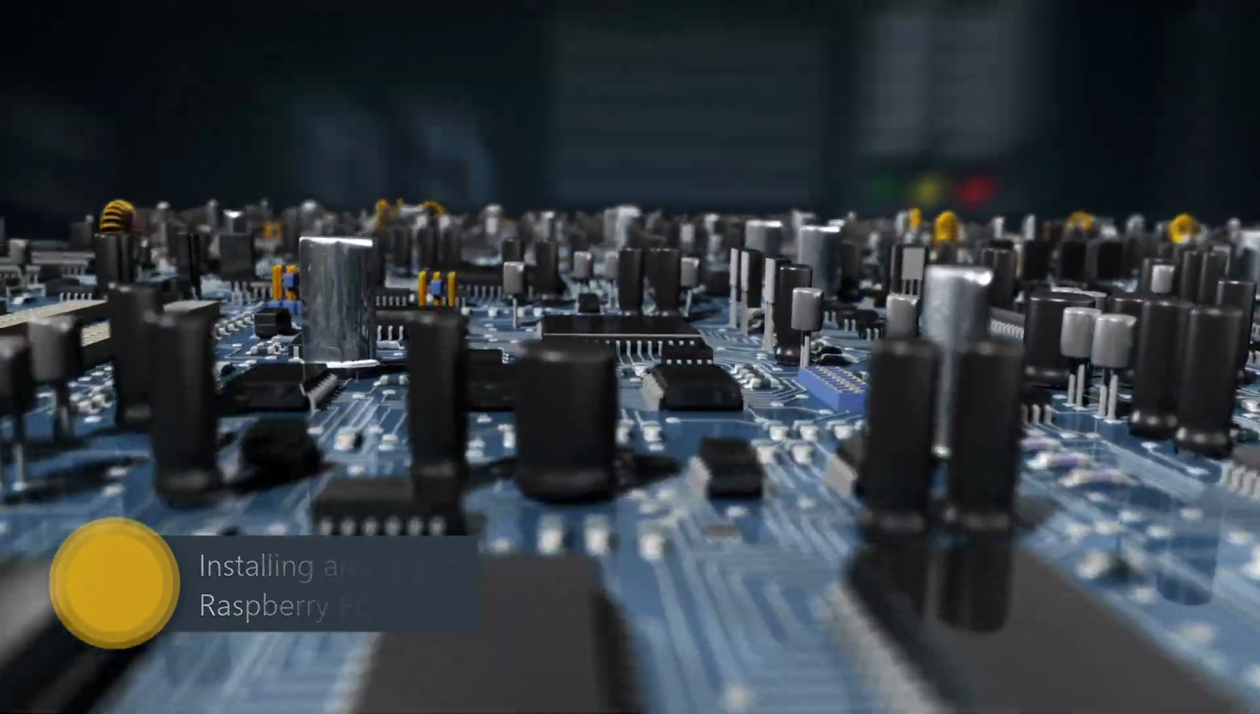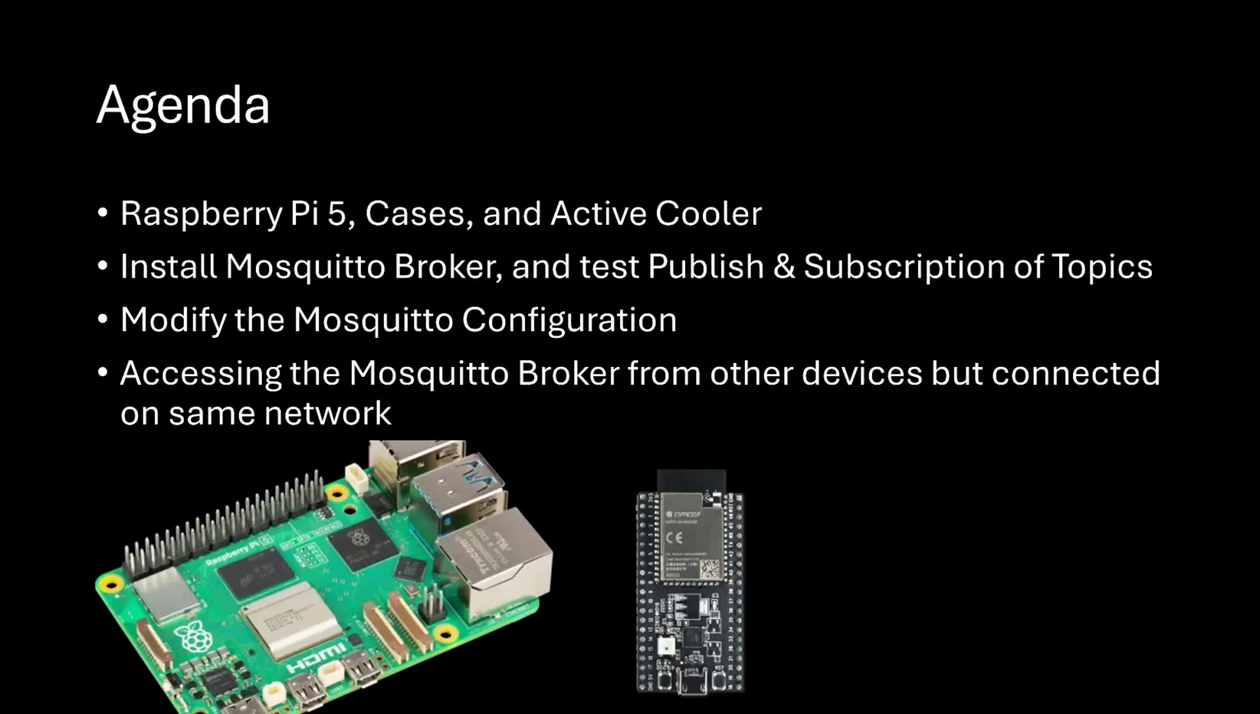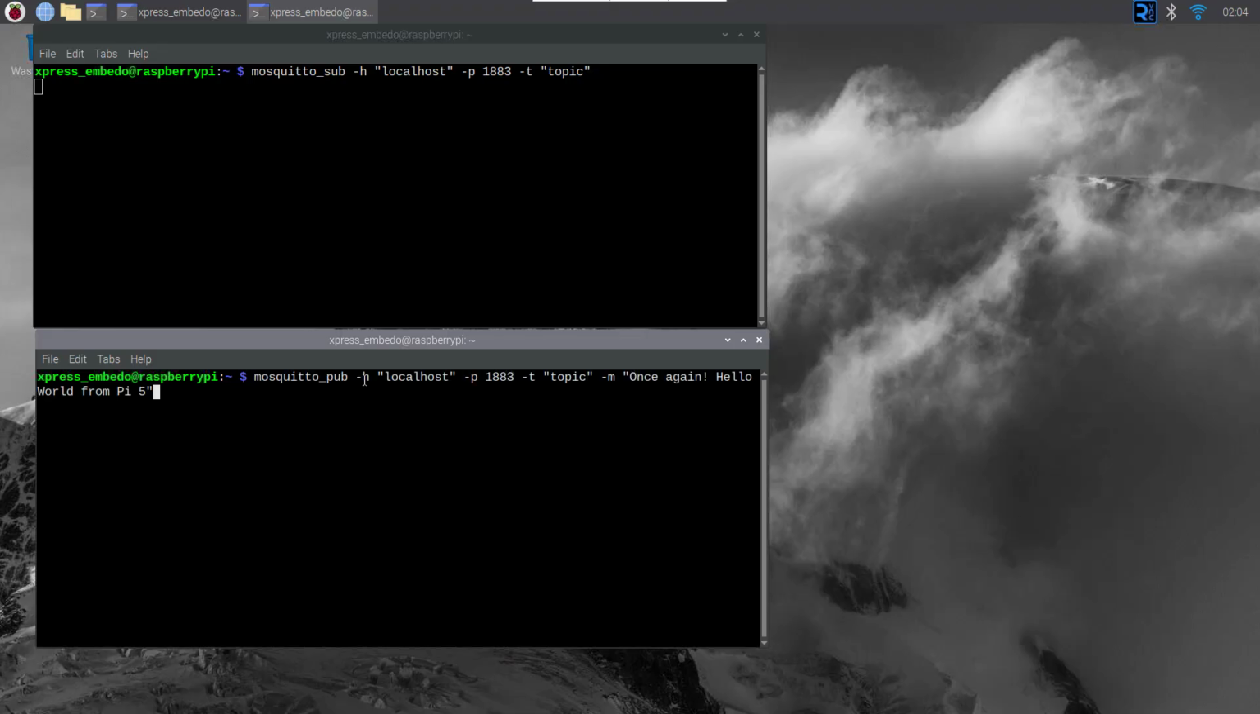In this video I will show you the unboxing of my Raspberry Pi 5 board along with its official case and active cooler shield to cool down the Raspberry Pi. And then I will show you how to install the Mosquitto broker and then how to test the publish and subscription of topics. In the next step, I will show you how to configure the Mosquitto configuration and then how to access the Mosquitto broker running on the Raspberry Pi from other devices connected to the same network. Here is a small demo.